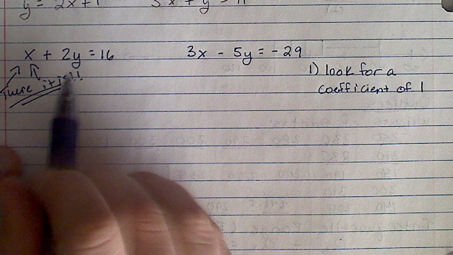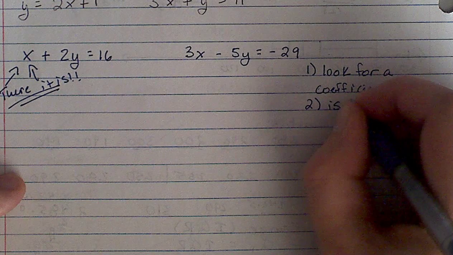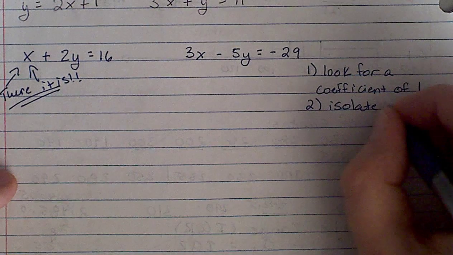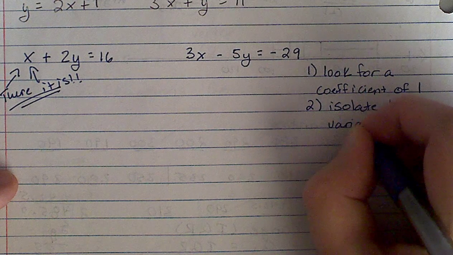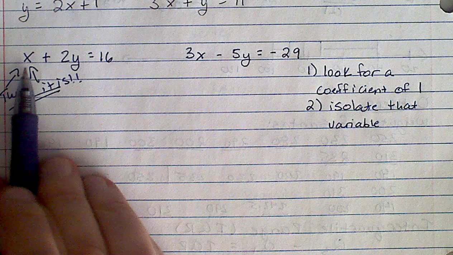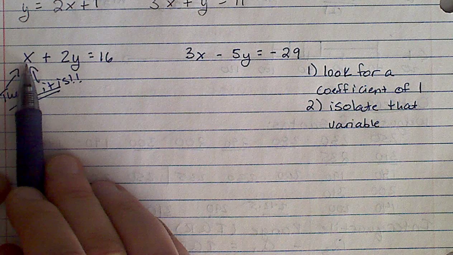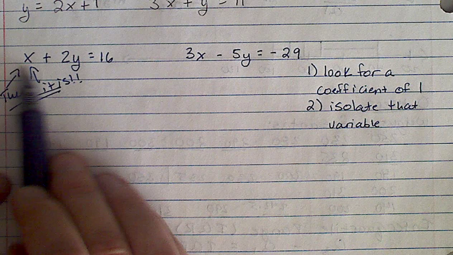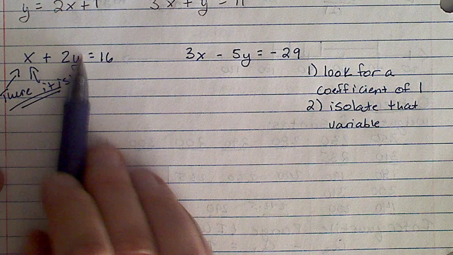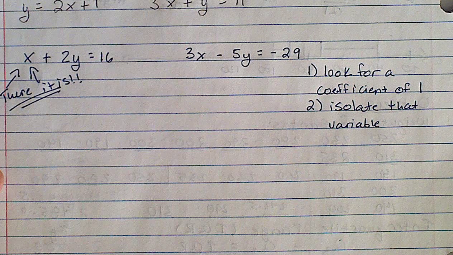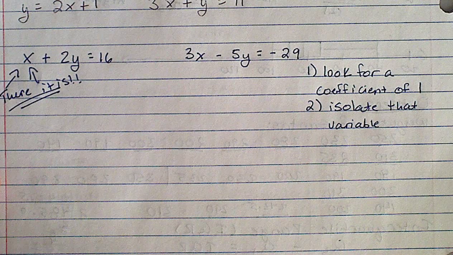So what you want to do is isolate that variable. So you want to get this plain x, or it might be a plain y. Whatever it is, you want to get this variable that has a coefficient of 1 by itself, and that means getting rid of whatever variable is by it. So in this case, it's got a plus 2y next to it. And so I want to get plus 2y away from it.